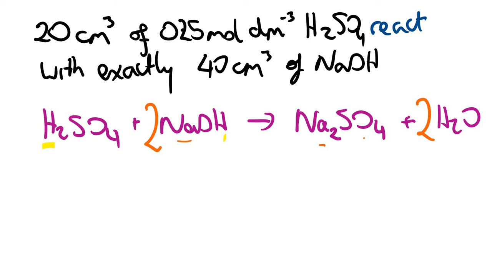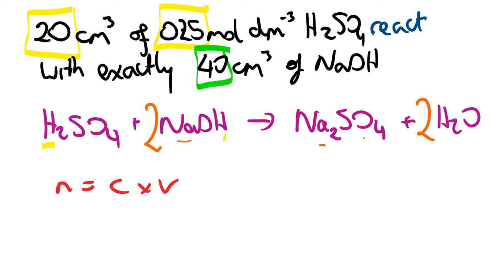Now, there's only one thing we can do with the pieces of information we're given here. I always said when carrying out stoichiometry questions, work out the number of moles. Well, I'm told the volume and I'm told the concentration of sulfuric acid. So I can work out the number of moles of sulfuric acid. Looking back at my formula, I know that n equals c times v. That is, the number of moles equals the concentration times the volume. We just need to get the units right.